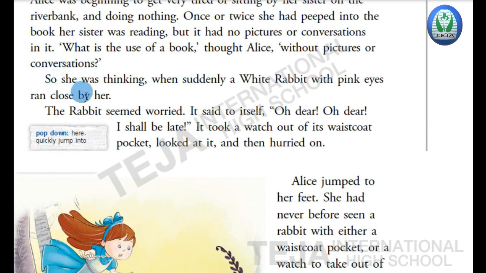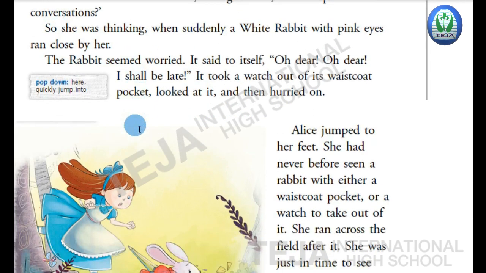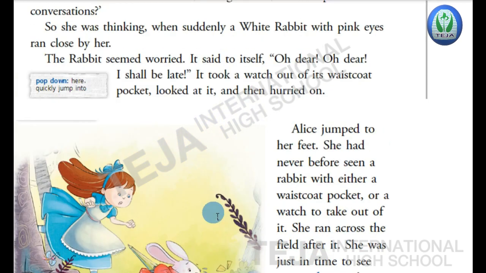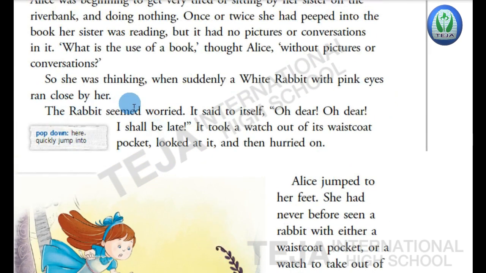Next, so she was thinking when suddenly a white rabbit with pink eyes ran close by her. Now she was thinking about the book. So there is no use of reading such books. While she was thinking like that, suddenly what happened? A white rabbit, and it had pink eyes. It ran close by her. White rabbit with pink eyes. The eyes of the rabbit were pink. So it ran very close by her.